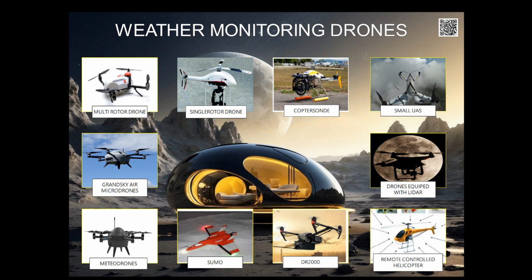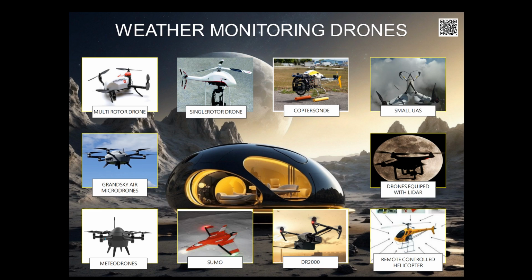They are mainly used by national meteorological and hydrological services worldwide. So they are mainly used by those government organizations, those scientific organizations. And yes, so these are the 10 different types of drones that you can use for measuring weather.